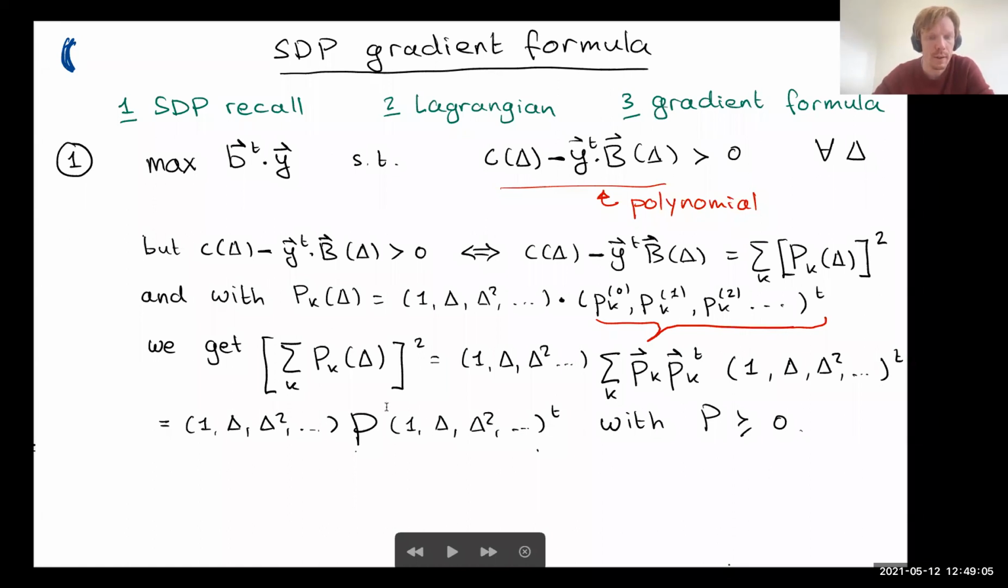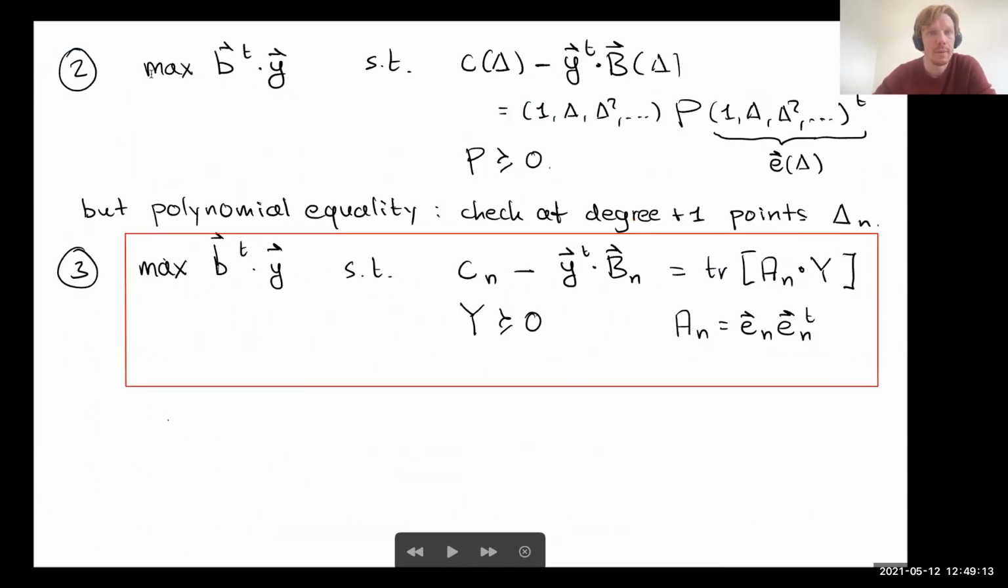And in fact, it also works the other way. If you can write it like so, then you can see immediately that this function is positive. So that leads me to this: you maximize over some coefficient y such that this is maximal and such that this can be written like so, where P is positive semi-definite. So this is where positive semi-definite is coming from. A polynomial inequality is an inequality between polynomials, where you just check it at degree plus 1 points, which I call delta_n. When I evaluate this at a given delta_n, I just write it with the subscript n.